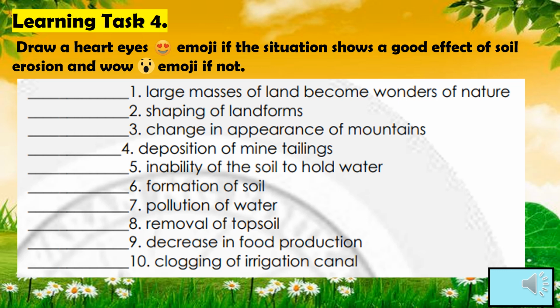Number 5, inability of the soil to hold water. Number 6, formation of soil. Number 7, pollution of soil. Number 8, removal of topsoil. Number 9, decrease in food production. And number 10, clogging of irrigation canal.